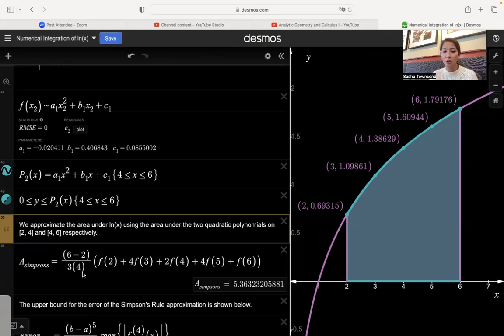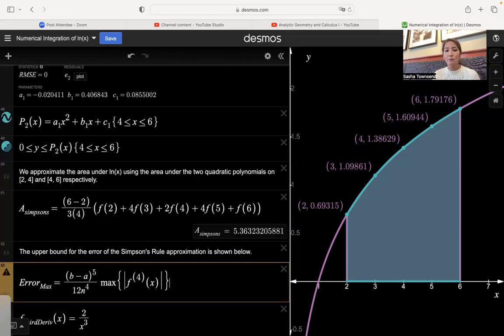So we take that, that's our coefficient, and then we have that 1, 4, 2, 4, 2, 4, 2, 4, 2 pattern. The second last one is 4 times the function value, and then the very last one is just one of those function values. So we do that for Simpson's rule, and we get an approximation of the area under the curve of 5.363.